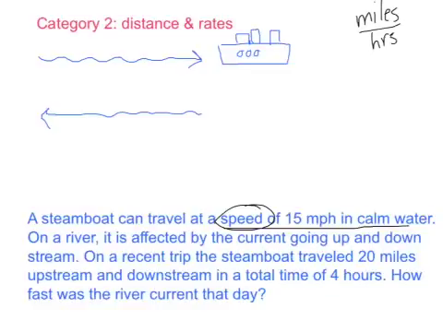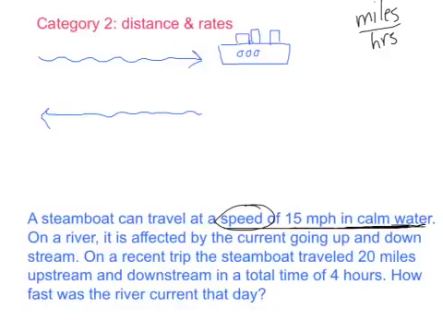We could be comparing cookies to people. We could be comparing inches to seconds. Lots of different rates, comparing two different quantities. So this steamboat can travel at that speed, 15 miles per hour, if it's in calm water.